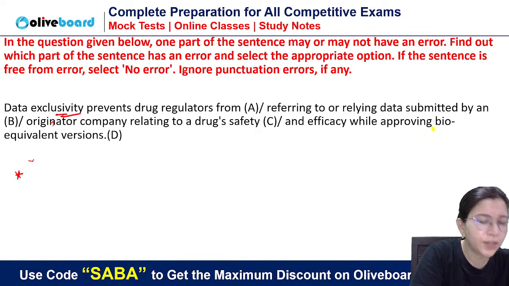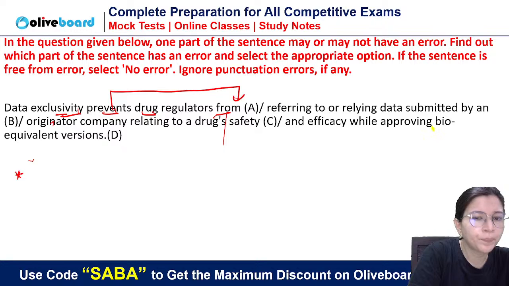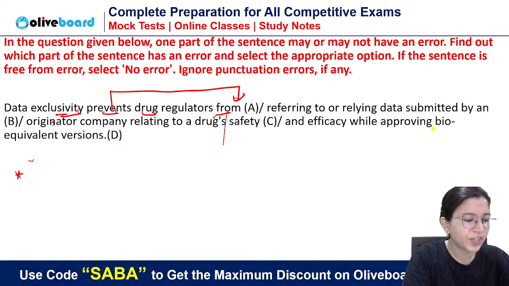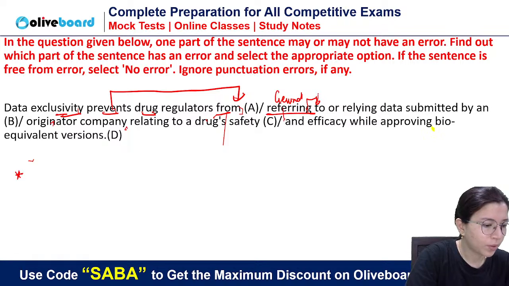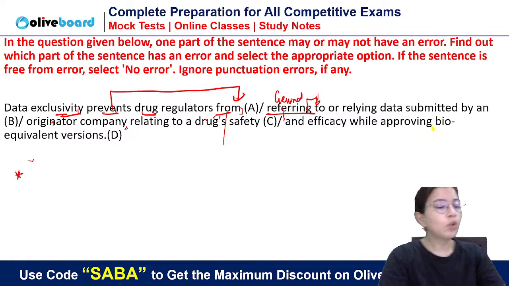Yes, see. Data exclusivity prevents drug regulators from. Prevent is followed by from. Prevent from is a fixed preposition. That is absolutely correct. So prevents drug regulators from referring to. After from we need gerund. That is also correct. And refer is followed by to. Refer is followed by to. Now you know one rule.